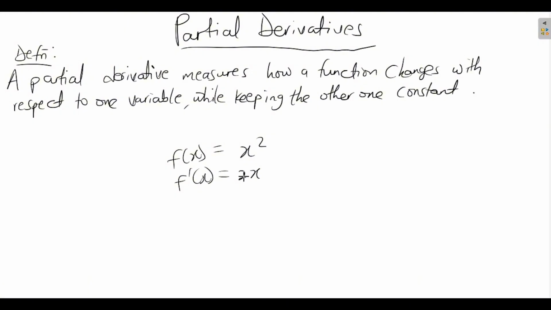Now, these are functions of only a single variable, one variable. So we are able to take the derivative of this function with respect to x, right? However, in the case where we have a function of two variables, x and y, we have to take partial derivatives. And this introduces us to the definition of a partial derivative. A partial derivative measures how a function changes with respect to one variable while keeping the other constant. So this is the definition of a partial derivative.